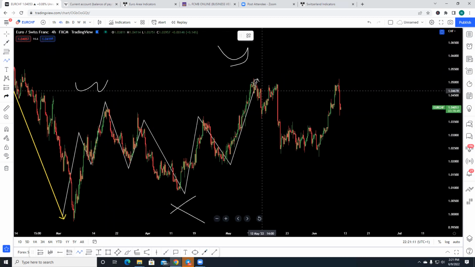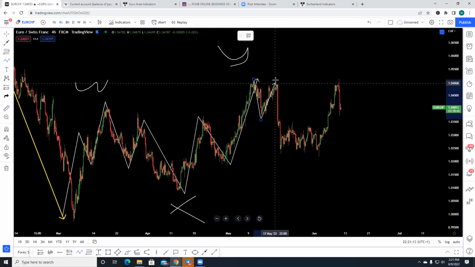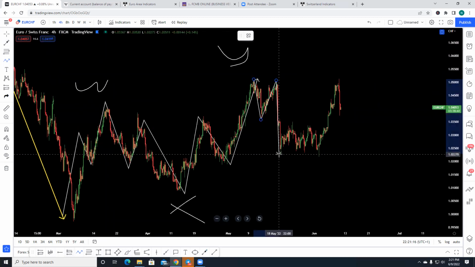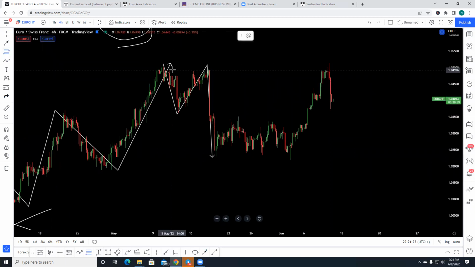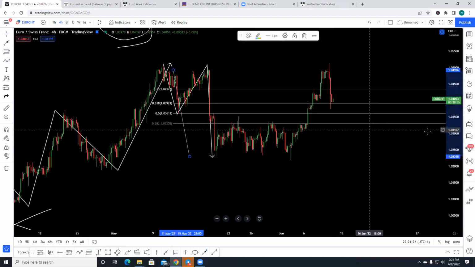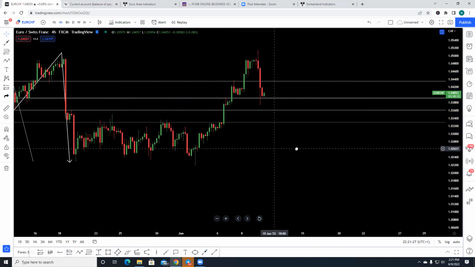And where are we having the move? We have this AB based pattern here. This is the impulse. Okay. And on getting this impulse, we are looking forward to having a correction that will correct this move 50 to 61.8. All right.